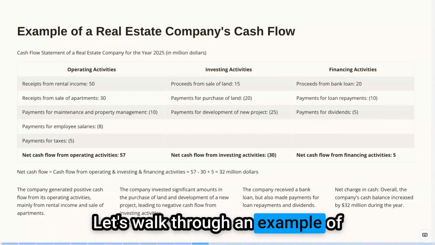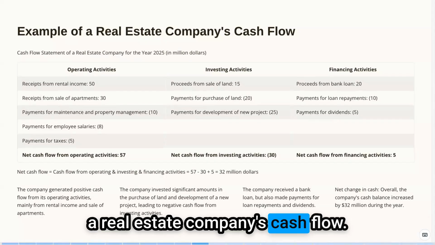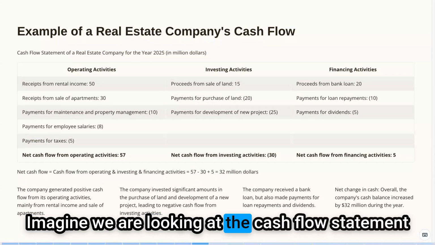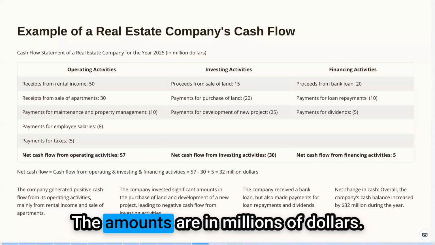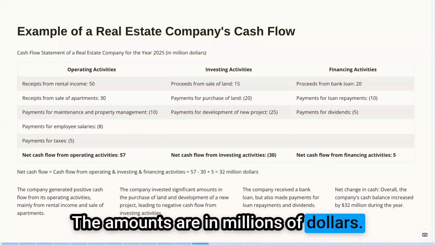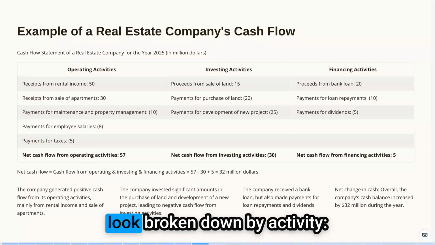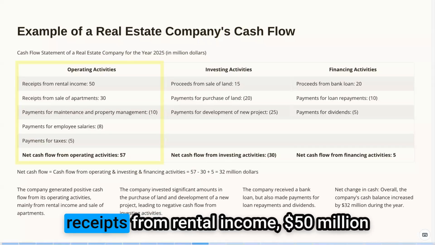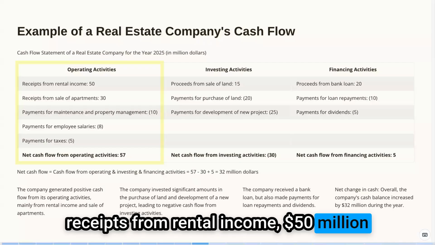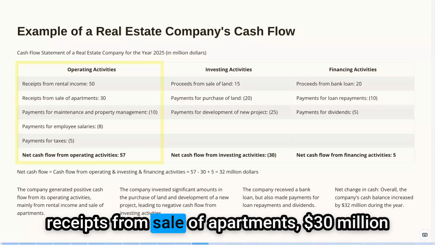Let's walk through an example of a real estate company's cash flow. Imagine we're looking at the cash flow statement for a real estate company for the year 2025. The amounts are in millions of dollars. Here's how the data might look, broken down by activity. Operating activities, receipts from rental income, $50 million. Receipts from sale of apartments, $30 million.